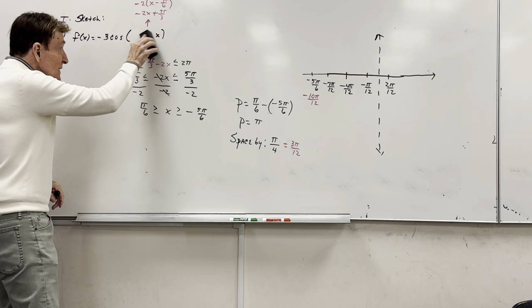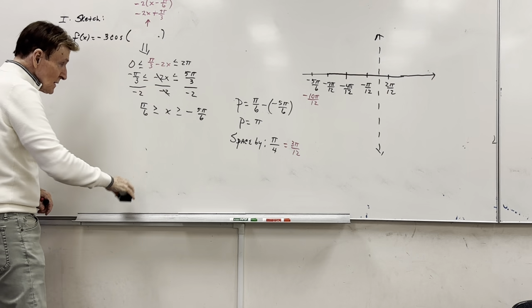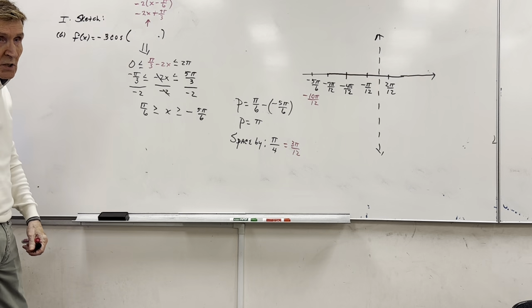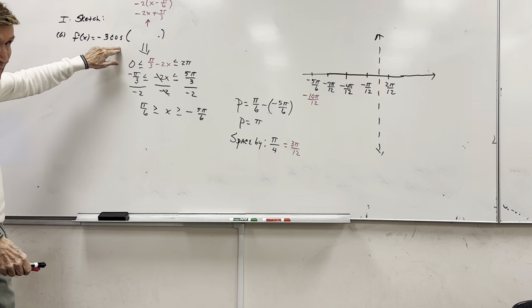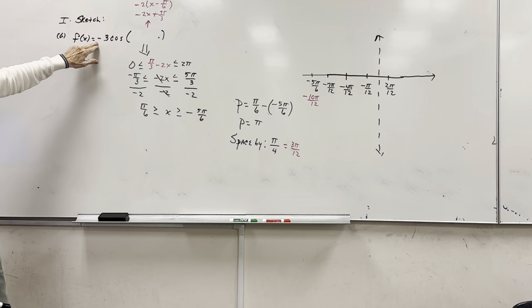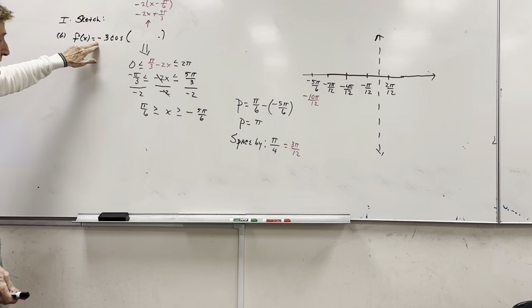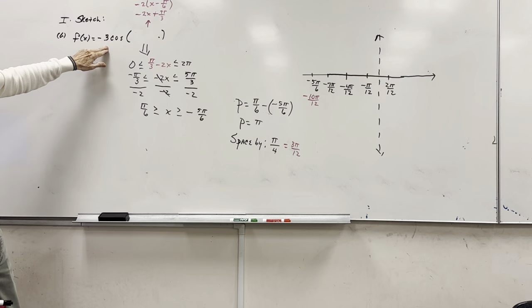You don't have to worry about this any longer. I'm going to raise it. That's finished. All you need to worry about is this with the cosine graph. Now what does this mean? This means the cosine graph is going to be flipped over, reflected through the x-axis, and you have to stretch it by 3.